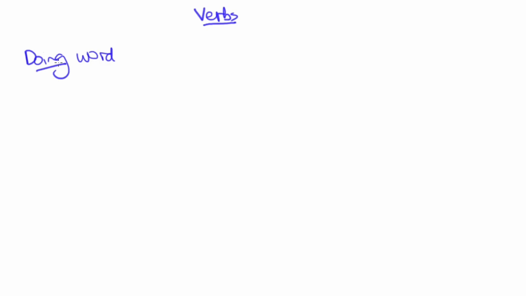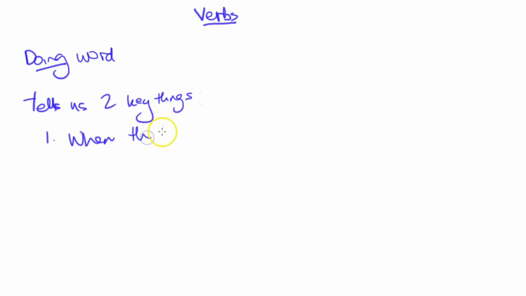So inflection in verbs actually tells us two key things. This is very, very important, so do pay attention. It tells us two key things. One is when the action was carried out, or is carried out. When the action happened, or happens. Just that when, and we call that tense.